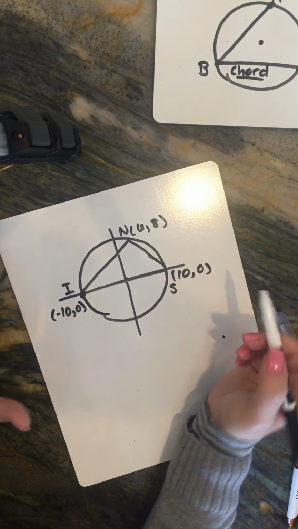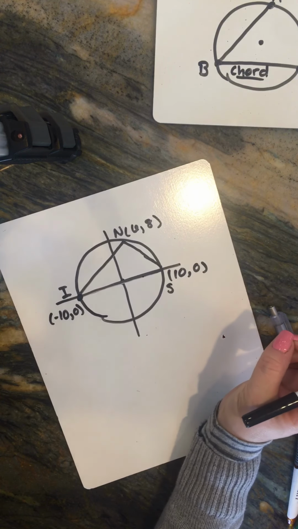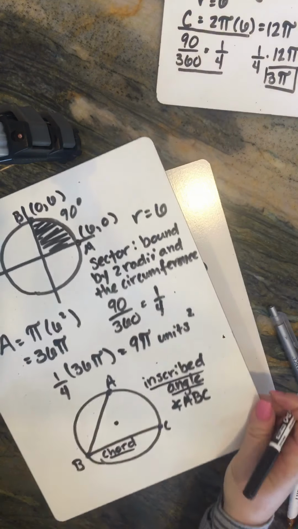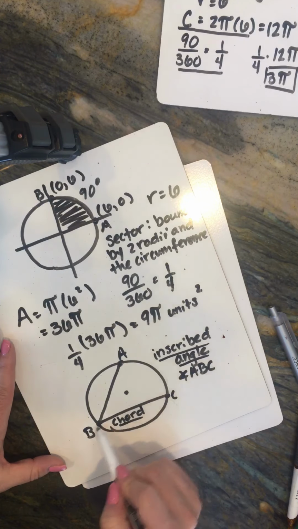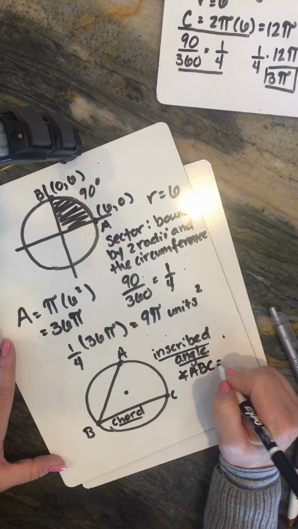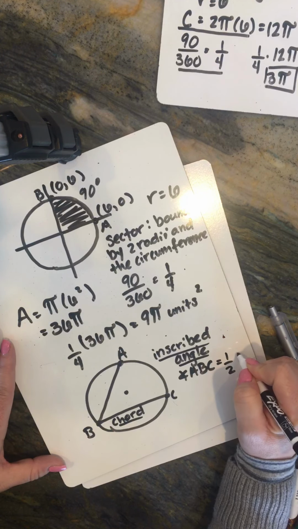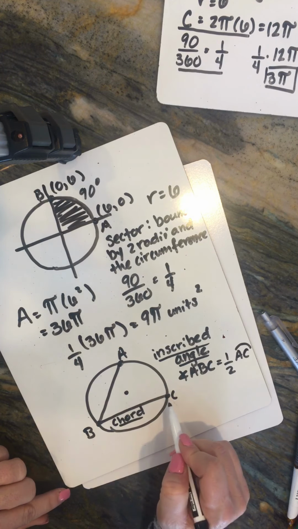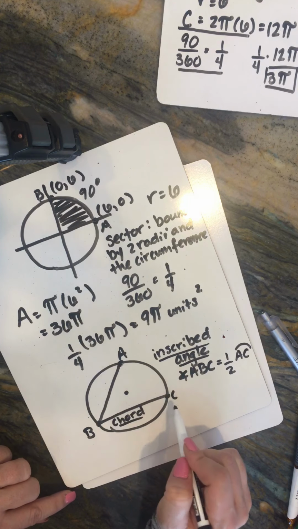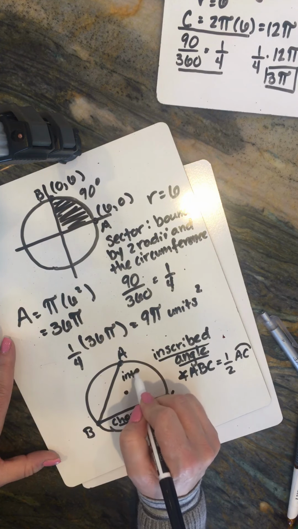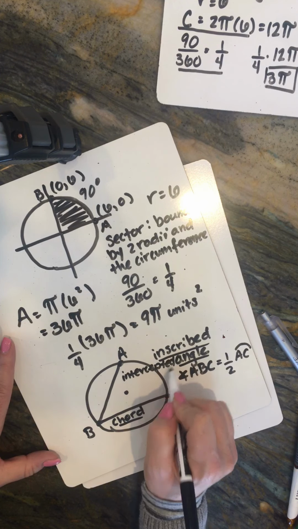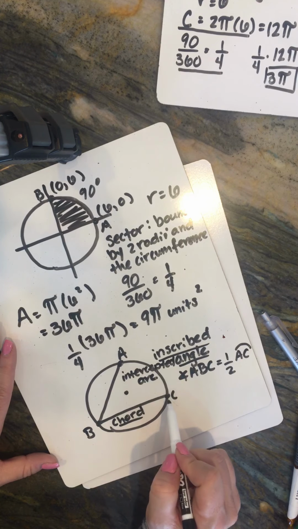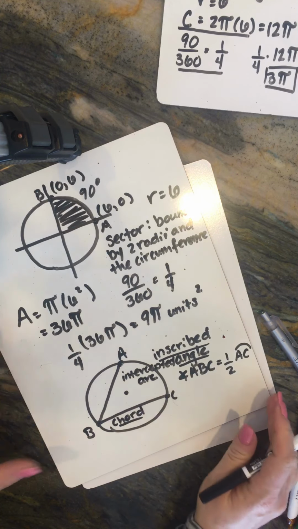I'm going to tell you a little secret. This is actually a chapter 10 topic, but I'll tell it to you now. An inscribed angle, let me go back to this for a second. The inscribed angle is equal to half of the arc. So the inscribed angle ABC is equal to half of the arc AC. This is called the intercepted arc.